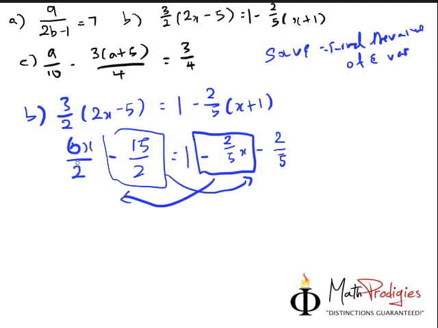So 6x over 2 actually is simply what? 3x. Yeah, 3x, then bring over, you can plus 2/5 x. So equals 1 minus 2/5 plus 15 over 2. So on the left hand side, you have 3x plus 2/5 x equals 1 minus 2/5, which gives you 3/5, plus 15 over 2.